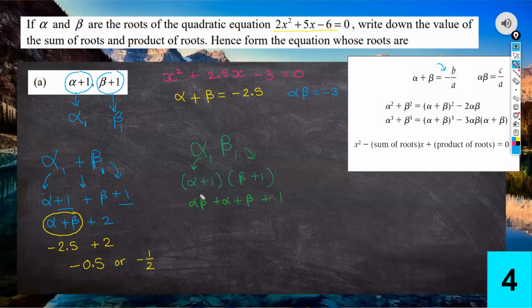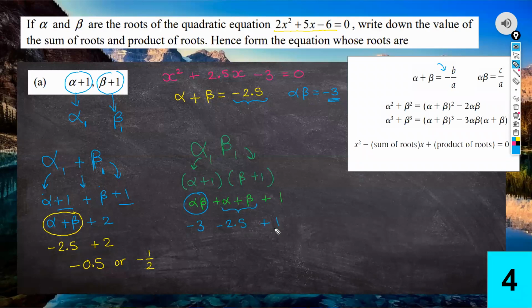And you could see from above, you could clearly steal values. Look at this. Alpha multiplied by beta, isn't that equal to minus 3? Isn't alpha plus beta equal to what? Minus 2.5? So you could throw away this, replace it with minus 3. Throw away this middle, replace it with minus 2.5. And whatever you get, you add 1 afterwards. All right, so what we have here is minus 3, alpha plus beta is minus 2.5, and then we have to add 1.